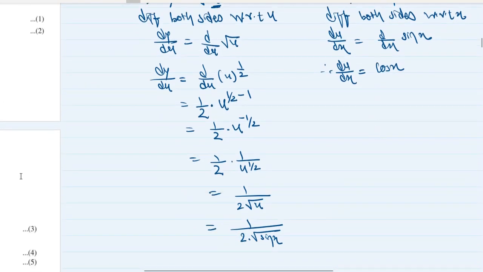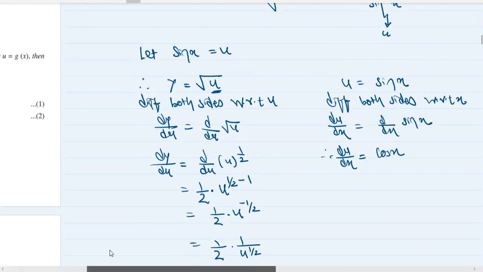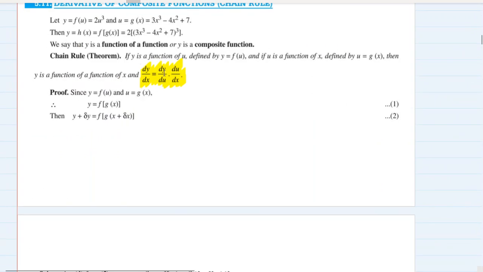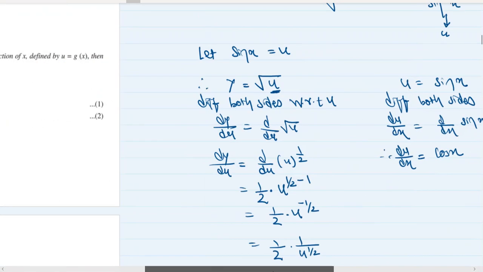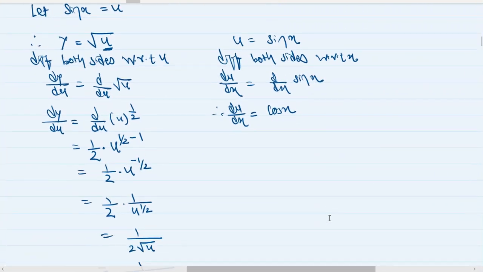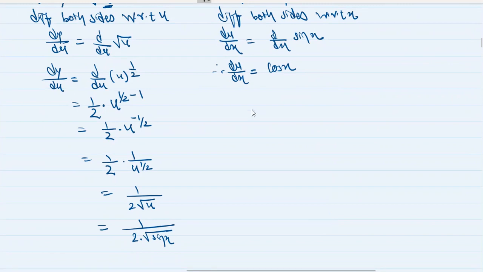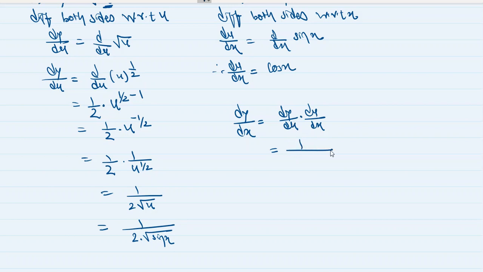Now you must be wondering what this chain rule is. I told you the formula for chain rule. Dy by dx is equal to dy by du multiplied by du by dx, where u is the inner function. So the inner function is taken as u, so we can find dy by du. See, this du gets cancelled and we get dy by dx, but we don't have to cancel it, we just have to put the value. Dy by du is 1 upon 2 under root sine x.